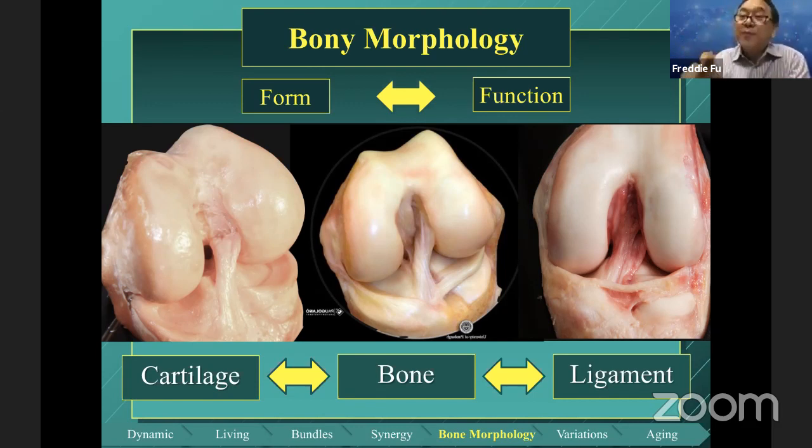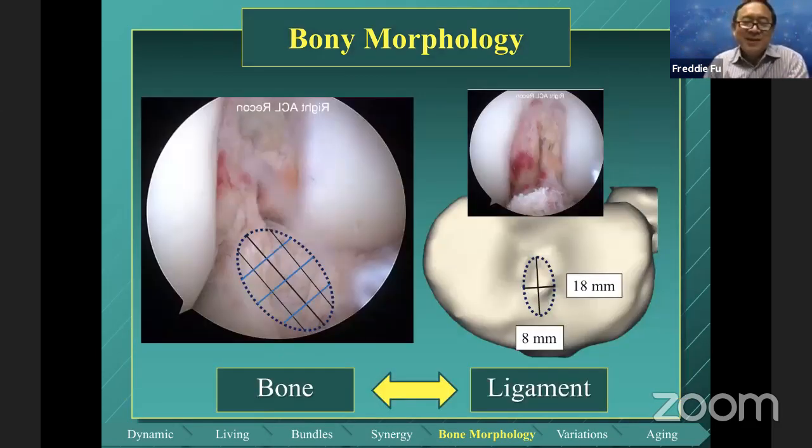Do the best job at the ACL. Now, this is a long, narrow notch. By definition, the ACL will be long and narrow. So if you want to do a bigger ACL, bigger than 10 millimeters across, it may not have enough room, and you're going to lose motion.